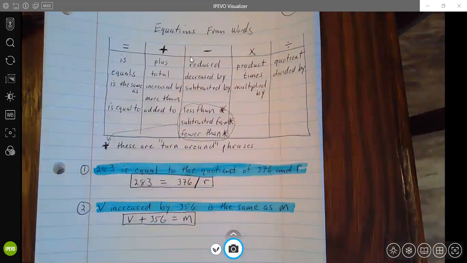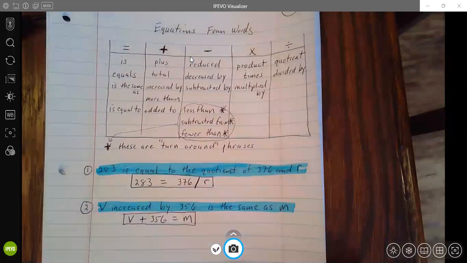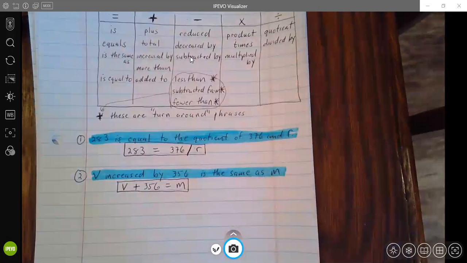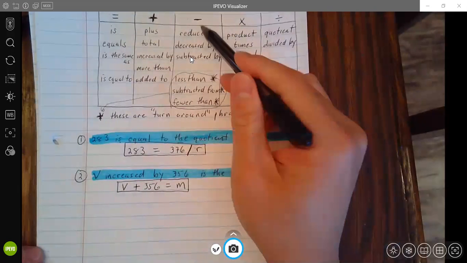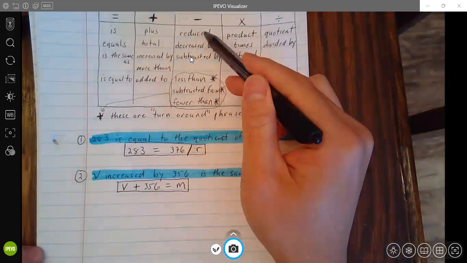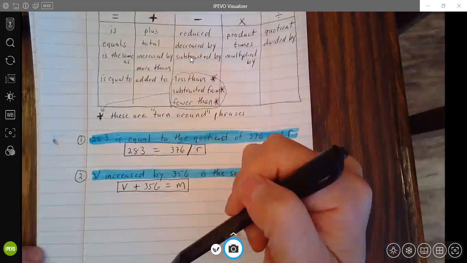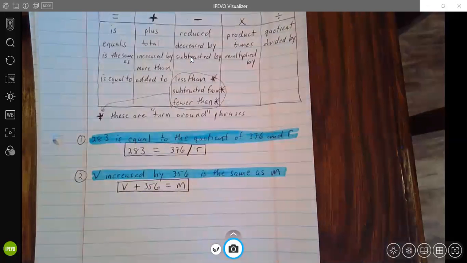Most of the ones you see in IXL are going to be like numbers 1 and 2. The next few I want to show you involve these 3 turnaround phrases. Again, not all subtraction terms are turnaround phrases like we're going to see in numbers 3, 4, and 5 here. But if you see these 3 in particular, you have to flip the order. And here's what I mean.